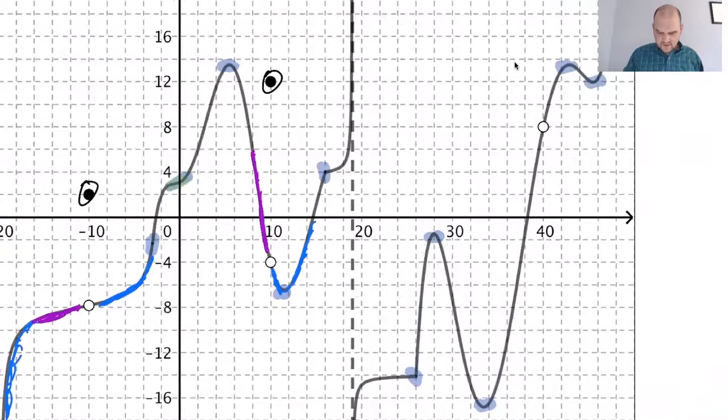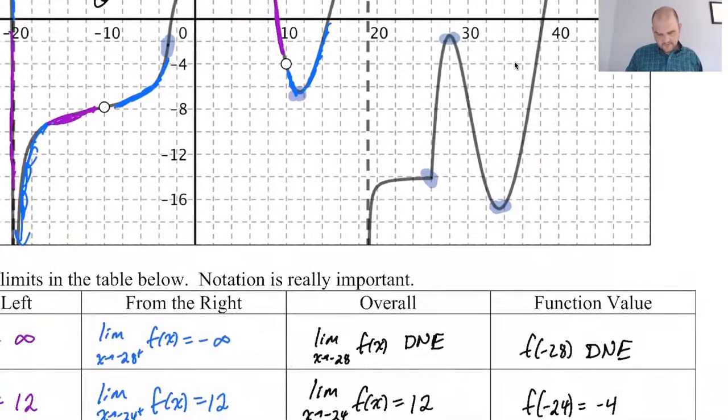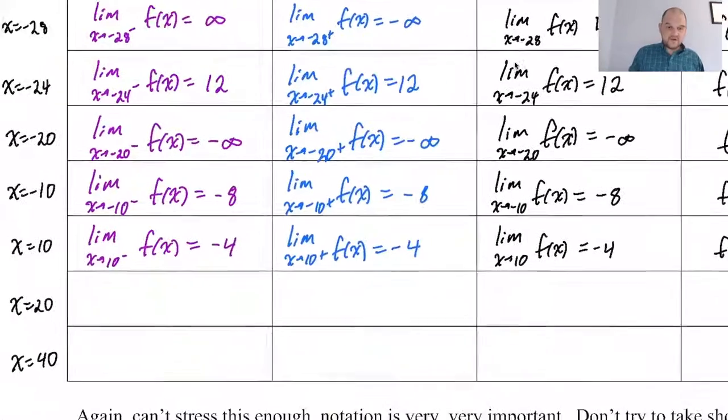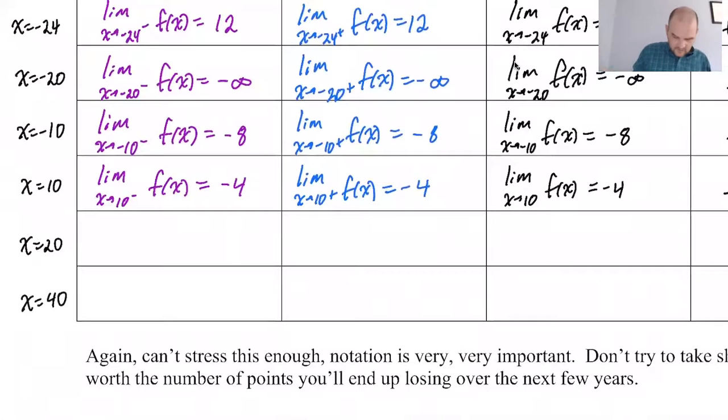All right, 20, we see what's happening here. From the left, we're going up. That's going to go to infinity. From the right, on the other hand, it's going toward negative infinity. All right, so let's fill those in. And then because one's going to positive, one's going to negative, limit doesn't exist.